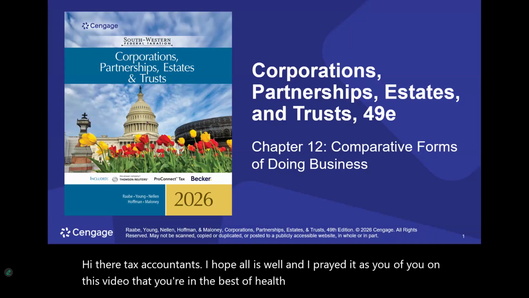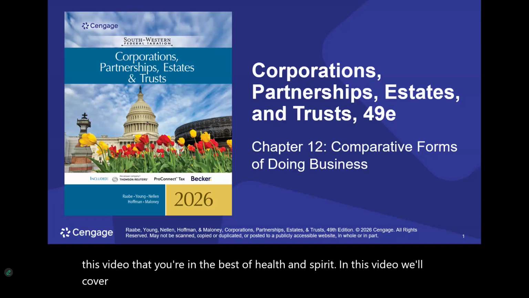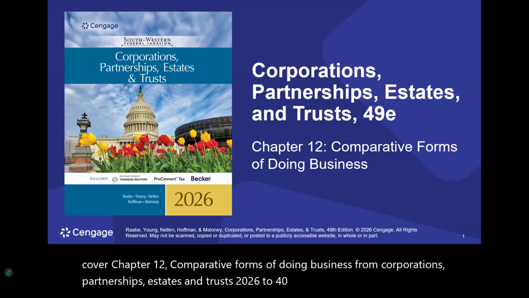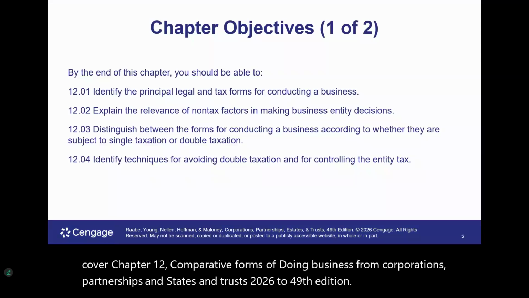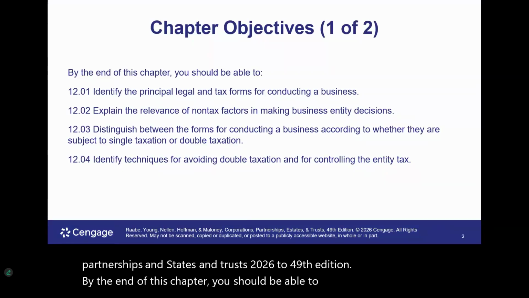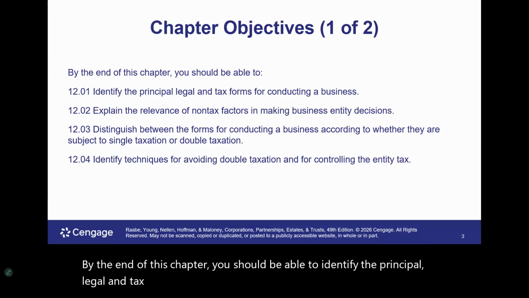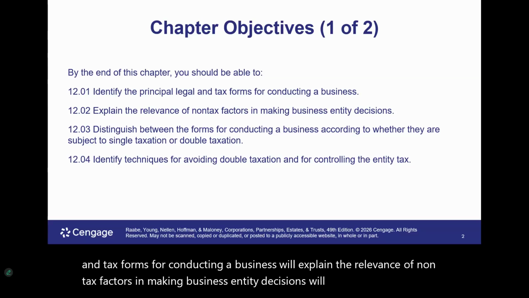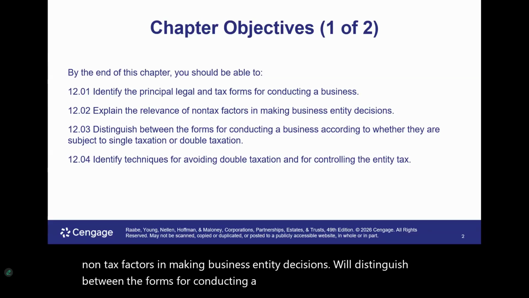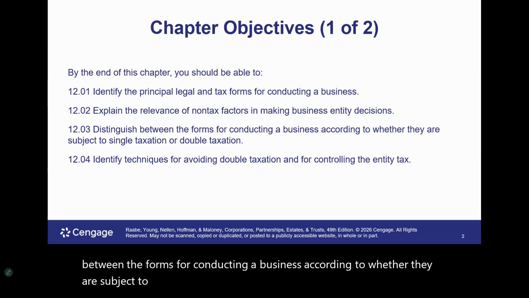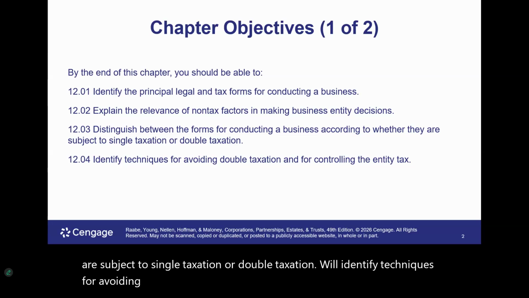In this video, we'll cover Chapter 12, Comparative Forms of Doing Business, from Corporations, Partnerships, Estates, and Trusts, 2026, the 49th edition. By the end of this chapter, you should be able to identify the principal legal and tax forms for conducting a business. We'll explain the relevance of non-tax factors in making business entity decisions. We'll distinguish between the forms for conducting a business according to whether they are subject to single taxation or double taxation. We'll identify techniques for avoiding double taxation and for controlling the entity tax.